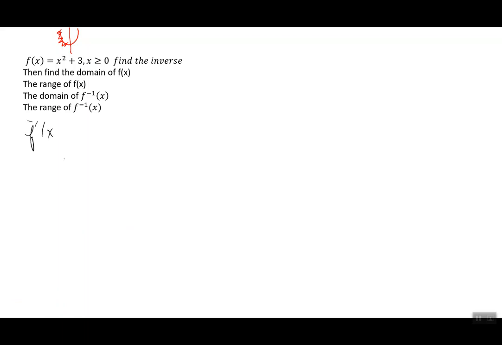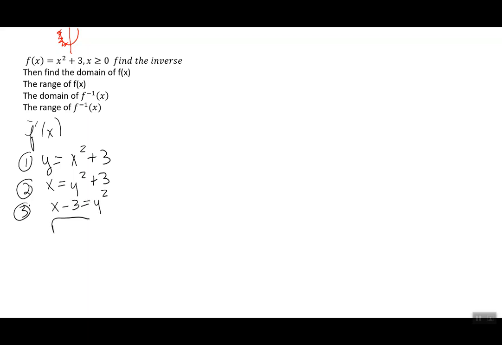So f inverse of x, when we're trying to figure it out, remember we have four steps. So step number one is to write y equals, and that would be x squared plus 3. Step 2 says go ahead and switch the x and the y, so now I have x equals y squared plus 3. And then step 3, which is the bigger step, says solve for y. So I need to bring the 3 over. There's x minus 3 is y squared. And then I'm going to take the square root of x minus 3, that gives me y.